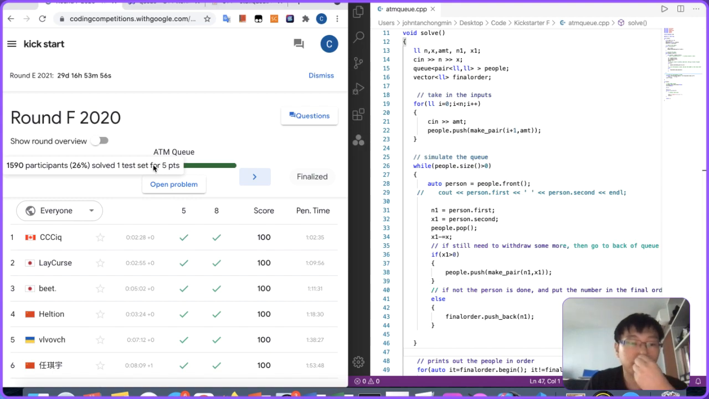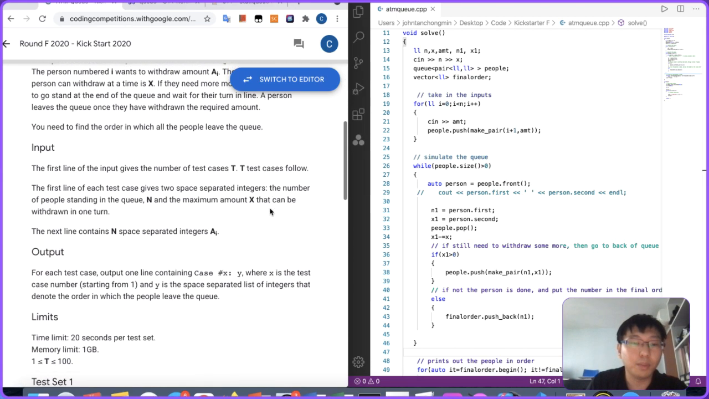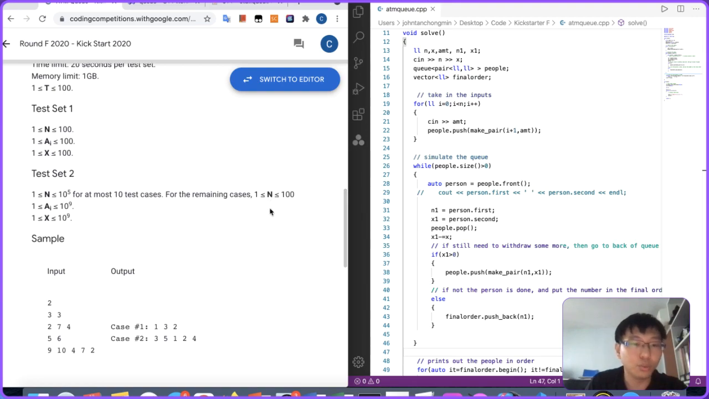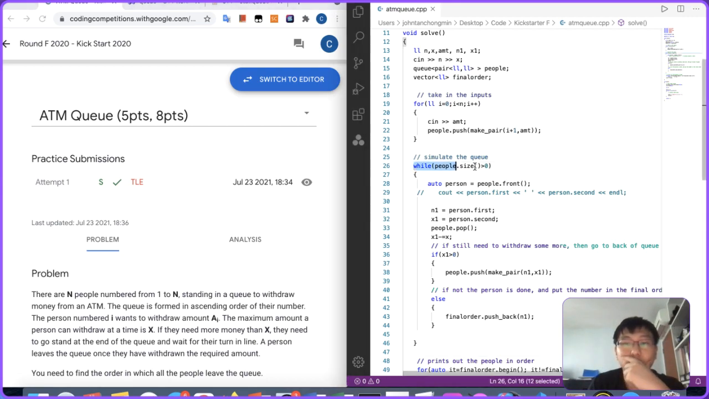Yeah, so 26 solved the first test set, 57% solved all two. Seems like this guy, he solved it in 3 minutes. Looks like there's no real trick over here. Maybe they really wanted to test how you can use the queue. Okay, time limit exceeded. So it is because of this.